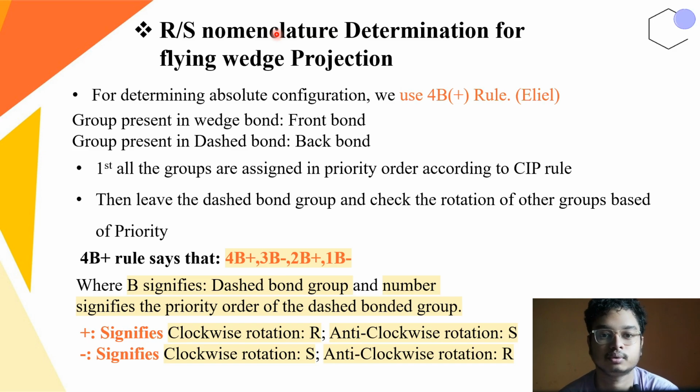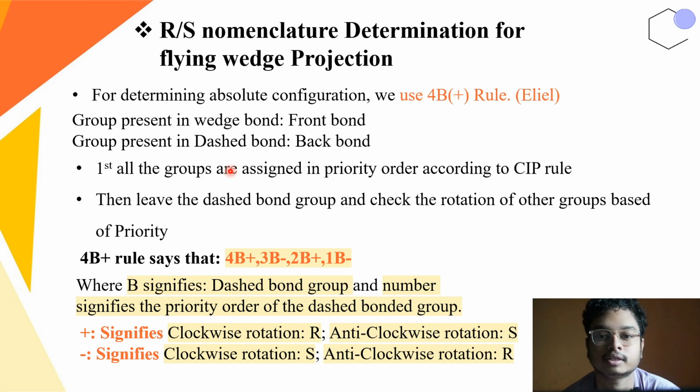And if you do this, I don't know whether you will complete all the questions in the competitive exam. So we have to know how to determine the absolute configuration of the chiral center from the flying wedge itself. And for determining absolute configuration we use the 4b plus rule, that is given by Eliel.